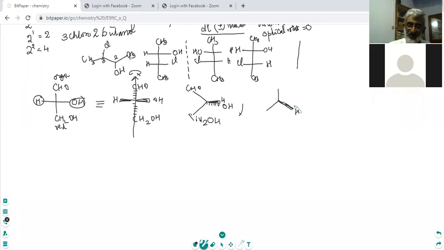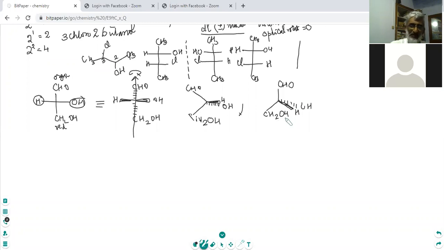This is the H, no change. OH, then CHO and CH2OH. So this is the molecule.